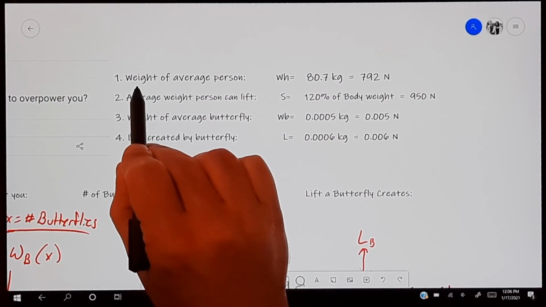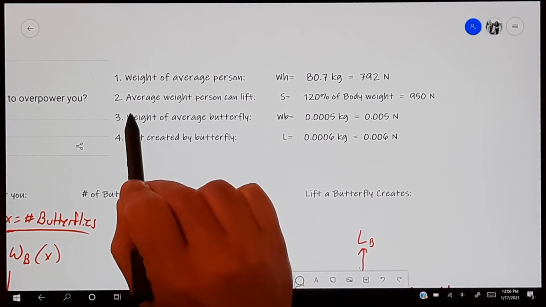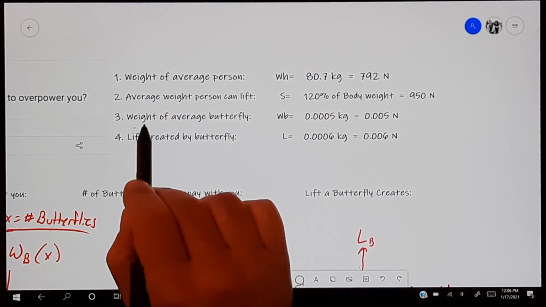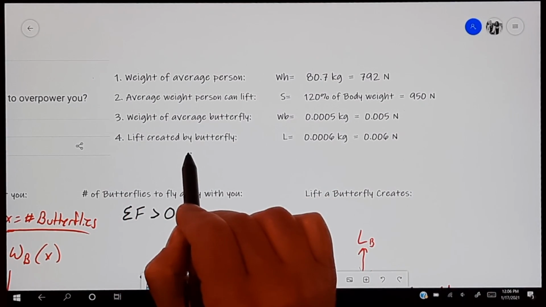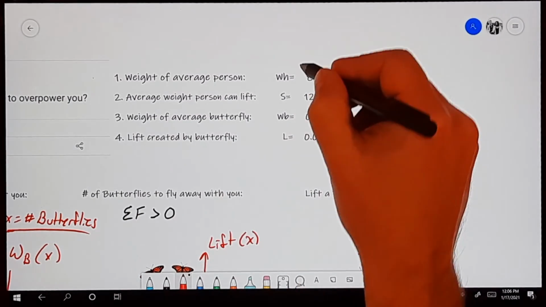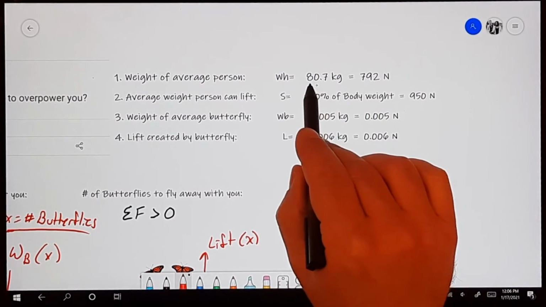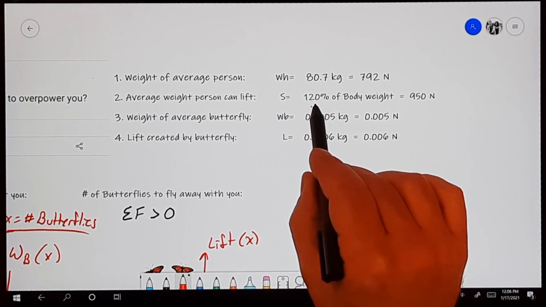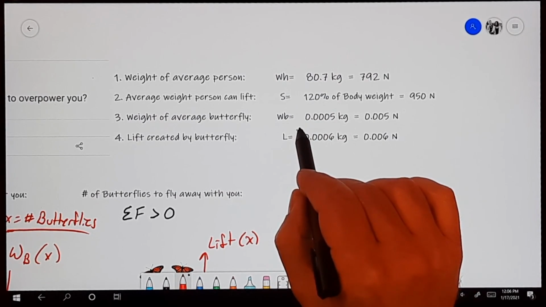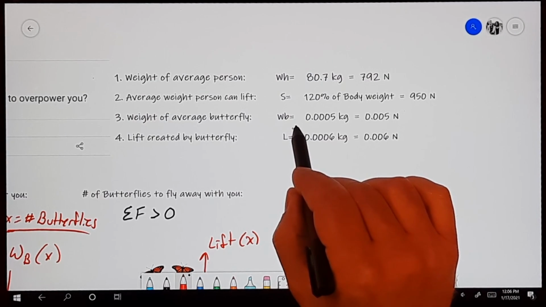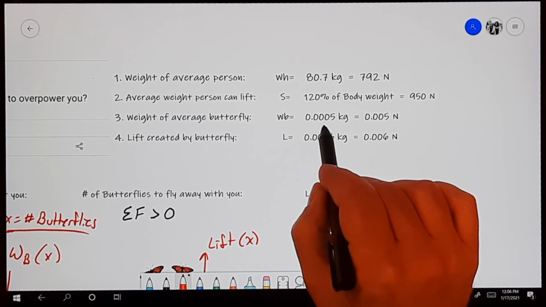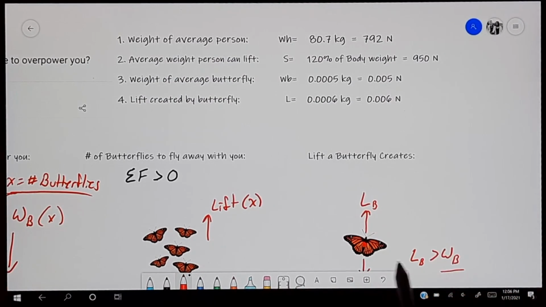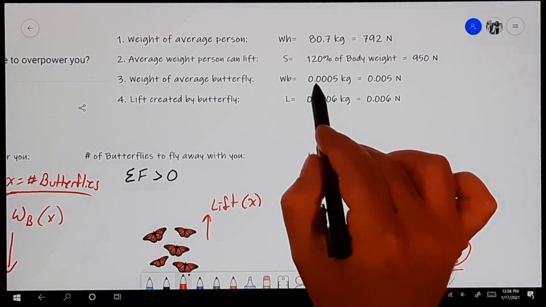Okay, so now that we have our equations written, now we know what we need to find. We need to find the average weight of a person, the average weight a person can lift, the weight of an average butterfly, and the lift created by the butterfly. So with these four things, we know the weight of a human is this. The strength of a human, most humans can lift about 120% of their body weight. The weight of a butterfly is this, and we can assume that the lift of the butterfly can be just slightly above its weight, and we know that'll achieve flight.